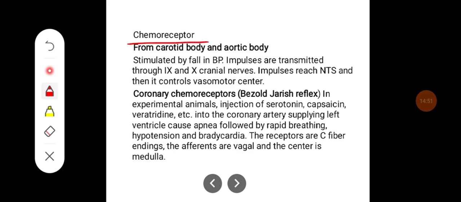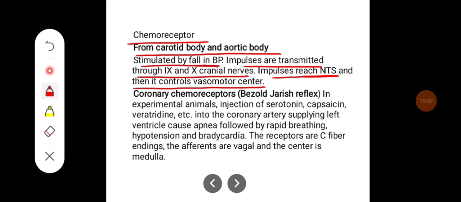Chemoreceptors are present in the carotid body and aortic body. They are stimulated by fall in the blood pressure. Impulses are transmitted through the ninth and 10th cranial nerves and reach the nucleus tractus solitarius, and then it controls the vasomotor center to increase the blood pressure.